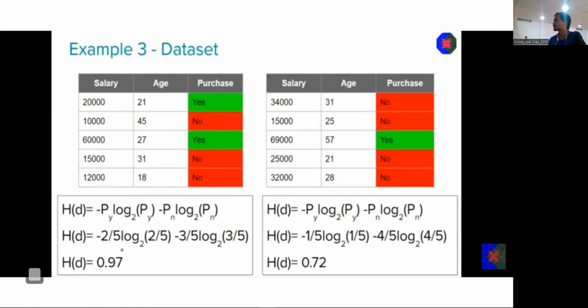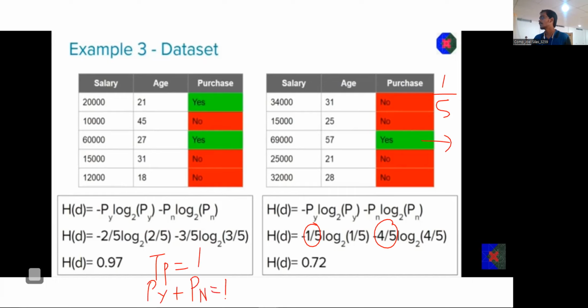Similarly, we have example 2. Here the probability of yes is 1 out of 5 times, and probability of no will be 4 out of 5 times. If you want to check whether you're calculating probability correctly, then total probability should be 1. Means probability of yes plus probability of no should be equal to 1, which is satisfied over here because 1 by 5 plus 4 by 5 is 5 by 5, is 1.